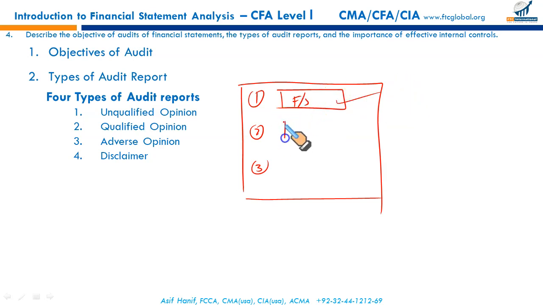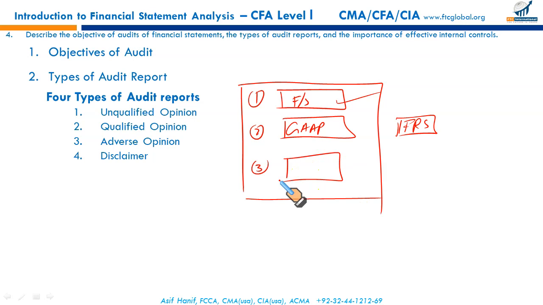The second part follows: whether or not the financial statements have been prepared under the US GAAP, since we are doing CFA, an American certification; otherwise where IFRS is applied, the financial statements are audited under the IFRS. So whether the financial statements are prepared in compliance with GAAP, and finally, whether I, as an auditor, am satisfied with the financial statements? Do they give a true and fair view? Yes, they do.